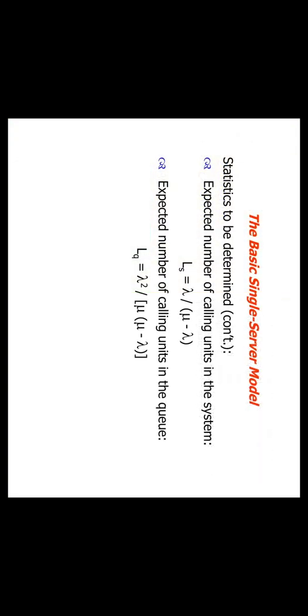Next, expected number of calling units in the queue, or L sub q. Again, substituting the data we have to the formula, you would have 2 squared all over the quantity 4 multiplied by the quantity 4 minus 2. And then solving for this, you are going to get an L sub q value equal to 1/2 of a car. So on the average, there is half a car in the queue.